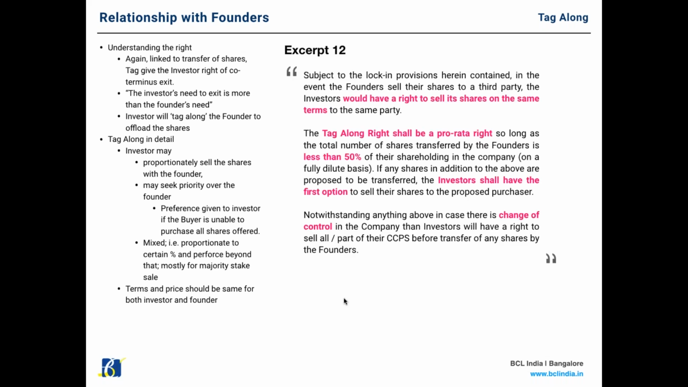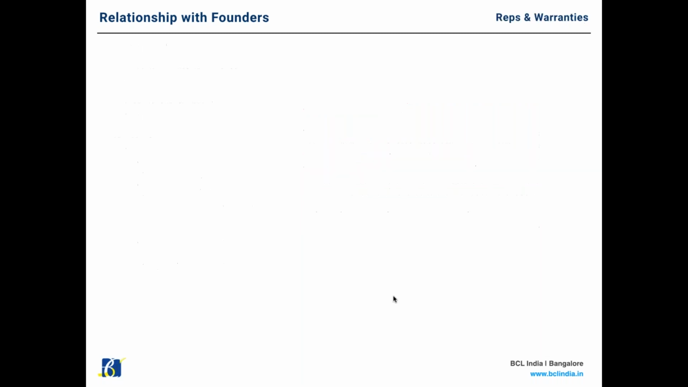Again, a real-life excerpt from a term sheet says that the tag along right shall be pro rata so long as the total number of shares transferred by the founders is less than 50%. Very interesting. And if any shares in addition to the above are proposed to be transferred, the investor shall have the first option to sell the shares. Meaning, if the promoter sells less than 50%, then it is proportionate tag along. If the promoter sells more than 50%, then the promoter will get priority number two. The investor would have the right to offload his or her shares first.